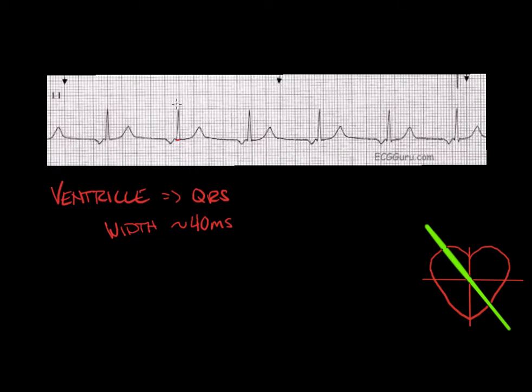Next, we would look at our R to R, and we would find that this is fairly regular. And lastly, we can look at our rate. I will say this is actually a 6-second strip, so we can quickly just count our QRS complexes and see 2, 3, 4, 5, 6, that we have 6. So our rate is probably roughly around 60 beats per minute.